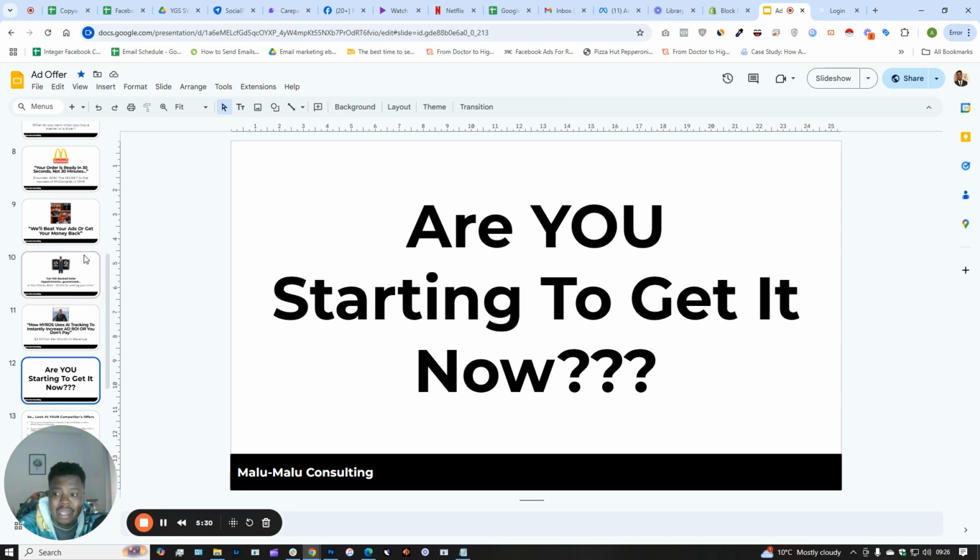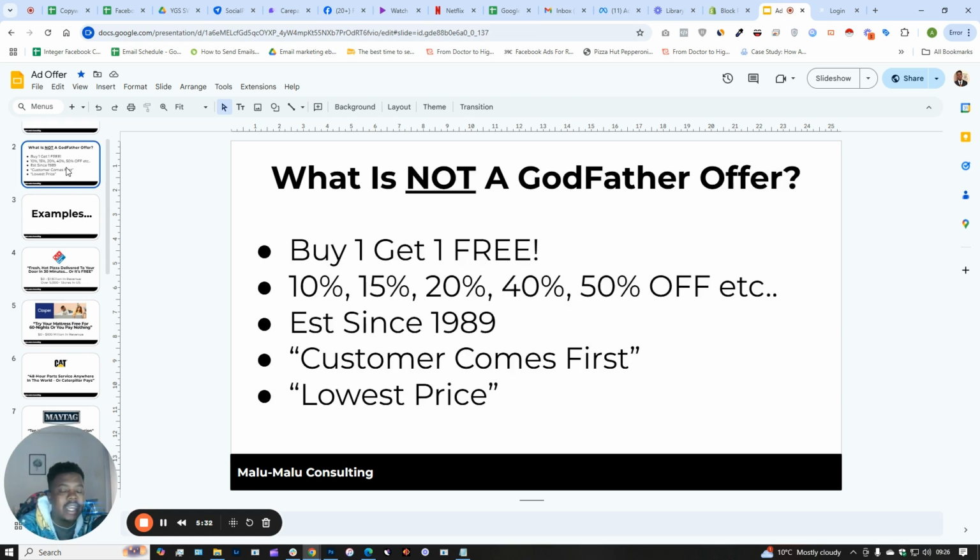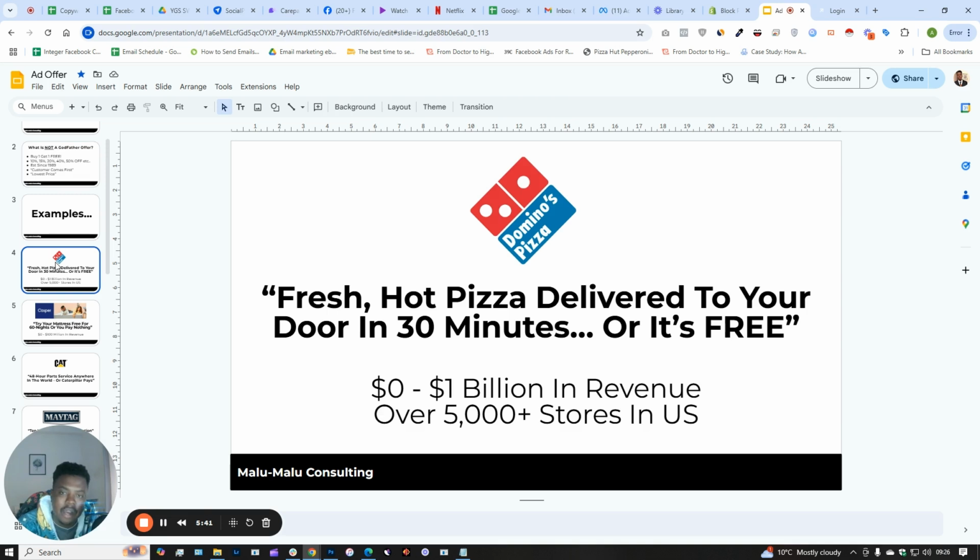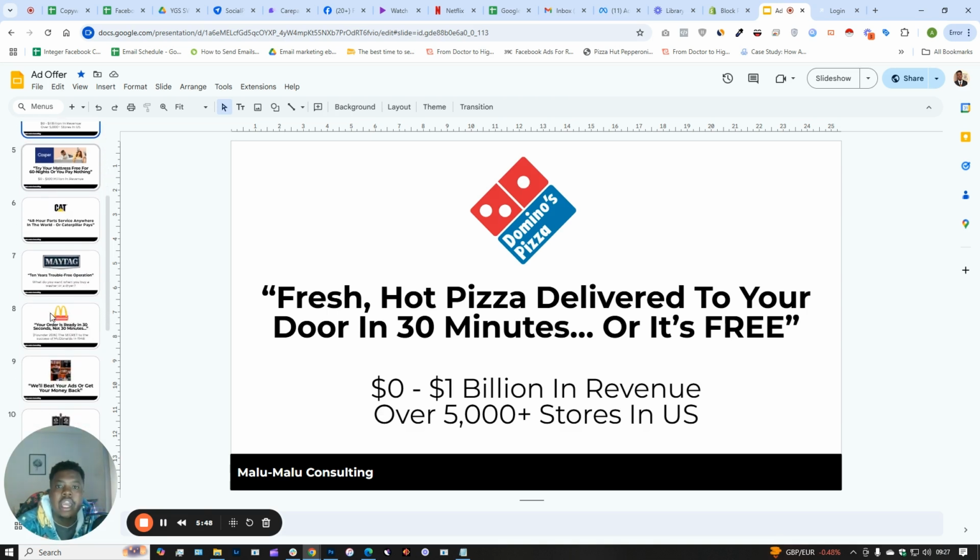And as I said in the beginning, 10% off, 15% off isn't going to cut it. "Your customer comes first" isn't going to cut it. "We have the lowest price in the market" isn't going to cut it. What you need to do is identify the problem that your customer has and how you can position your product or your service to solve that problem. If your product or service has some sort of unique selling proposition, a unique benefit that no other product in the marketplace has, that is what you should be putting in your Facebook ad or Google ads or TikTok or Snapchat ads.